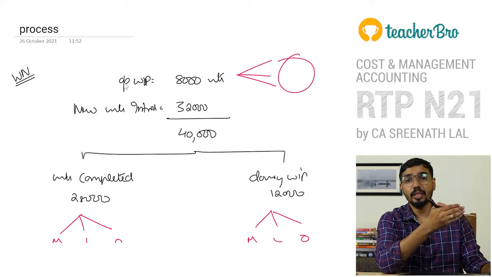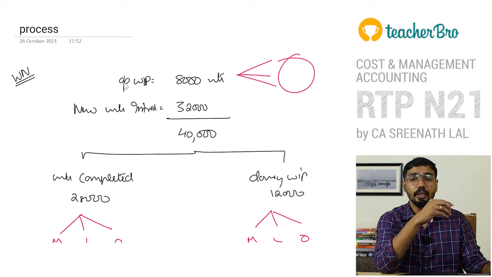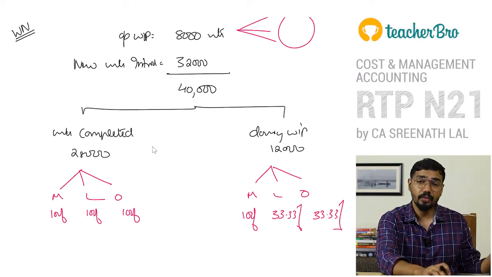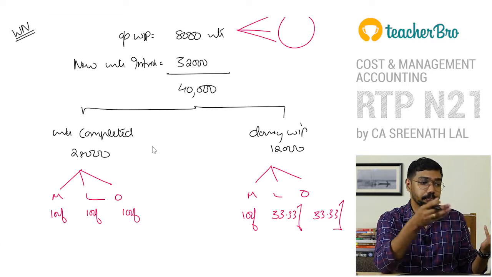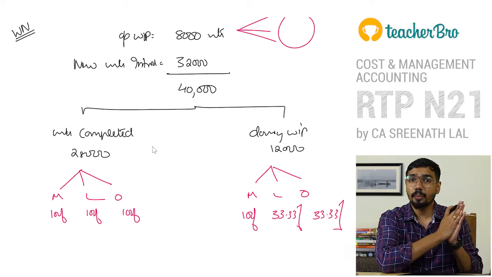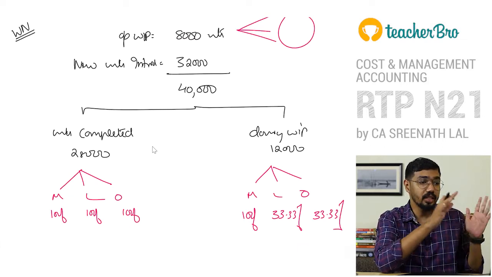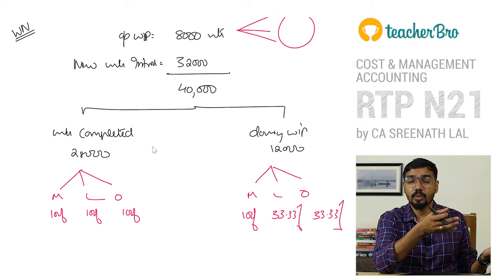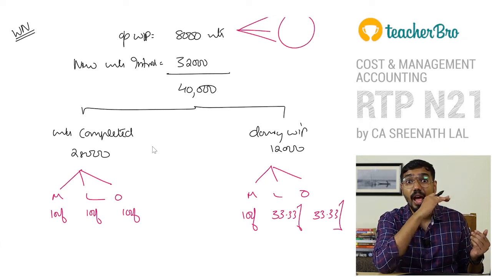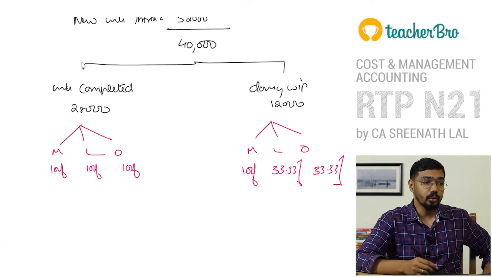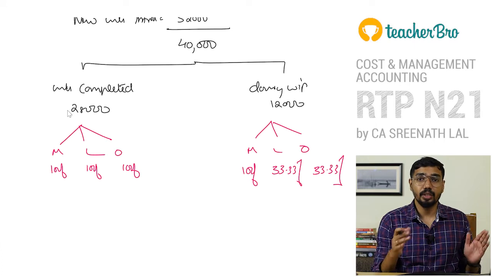But since the company is following weighted average method, the company does not want to know which units are coming from previous period, which units are from the new units introduced. The company does not want to distinguish between the two. Why? Because the company is using weighted average method and is going to compute average cost of inventory. So that is the reason why we are not going to divide our units completed into two, right?